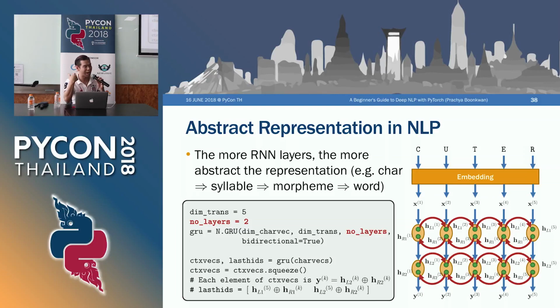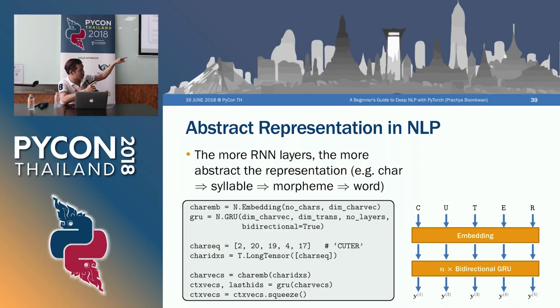And diagrammatically, I represent the network with this simple diagram, like embedding for the first layer, and n times bidirectional GRU. Very easy to remember. You cannot miss that. And it is equivalent to 2 lines of code. If you take a look at the first 2 lines, that's actually the diagram for it. So it's really easy to take a look at the model and debug it from scratch.